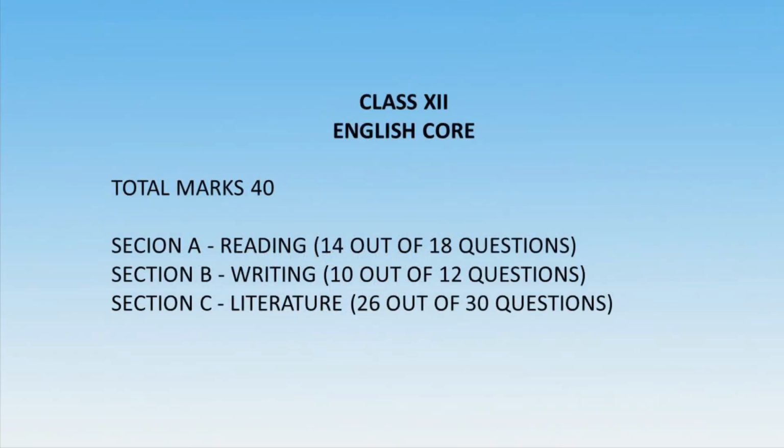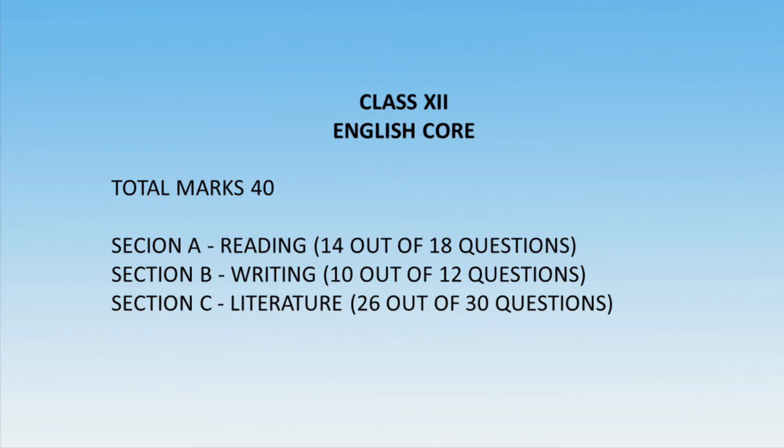So now let's look at the class 12 English core pattern of 2021. So this paper is also for 40 marks. So it is almost similar to the class 10 English language and literature. Only a small difference is there in section B. So here also section A has 2 comprehensions and the marks is 14. Section B is writing alone, there is no grammar for class 12. So 10 out of 12 questions to be answered, and in section C literature, 26 out of 30 questions to be answered. So now let's look at the sample pattern section by section.